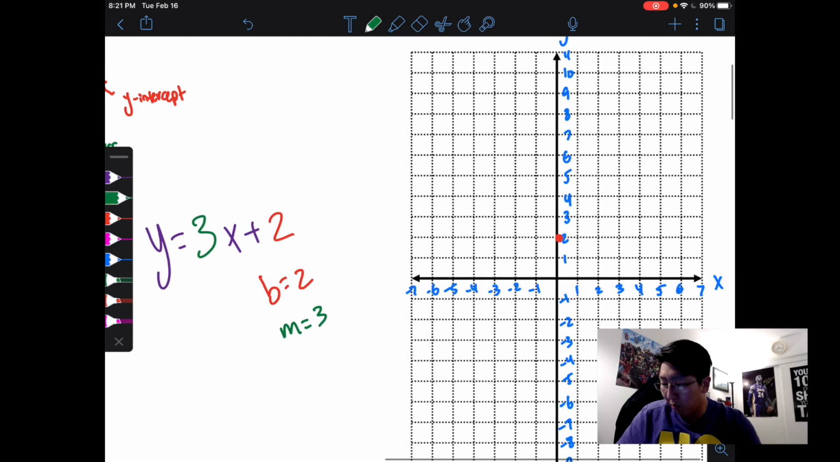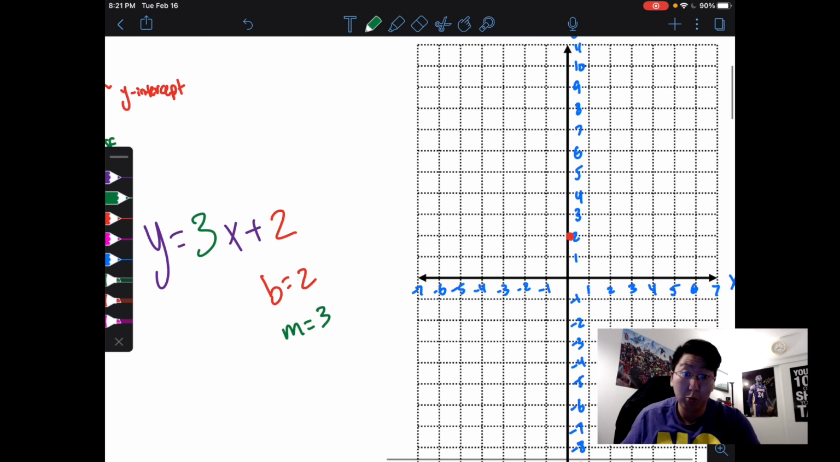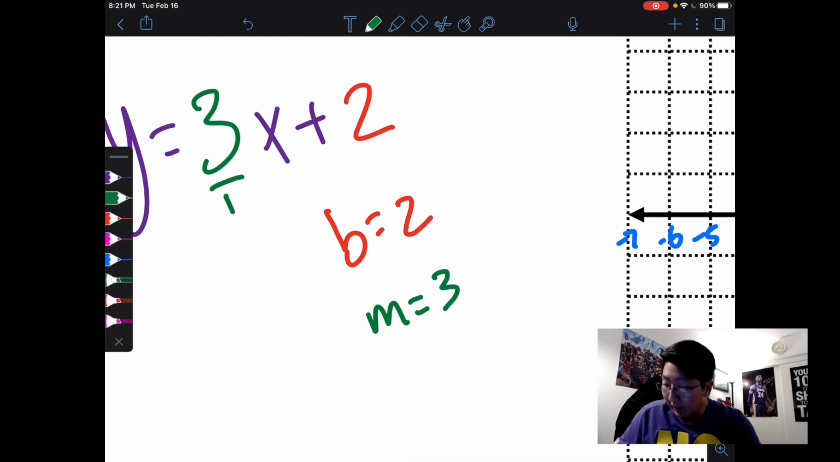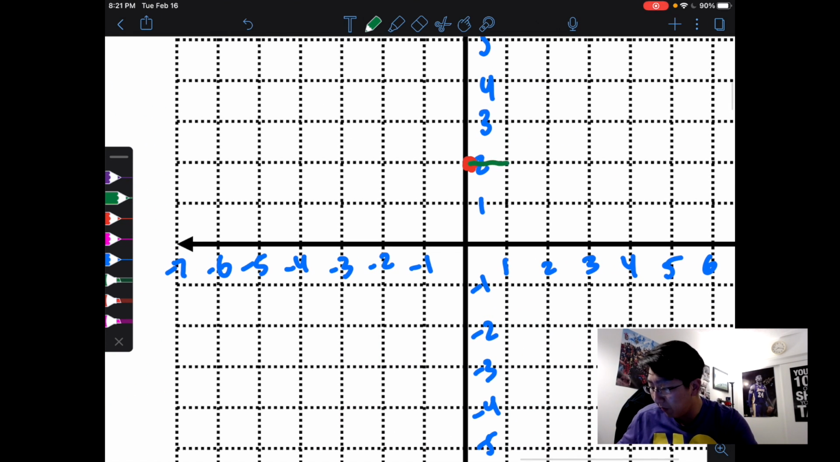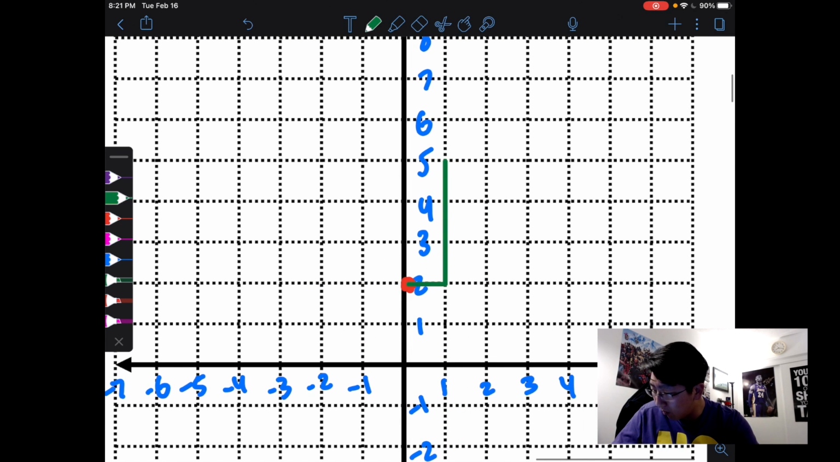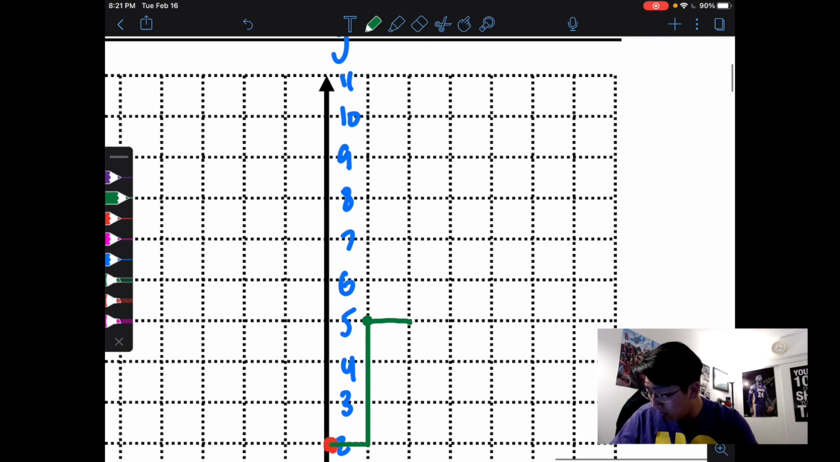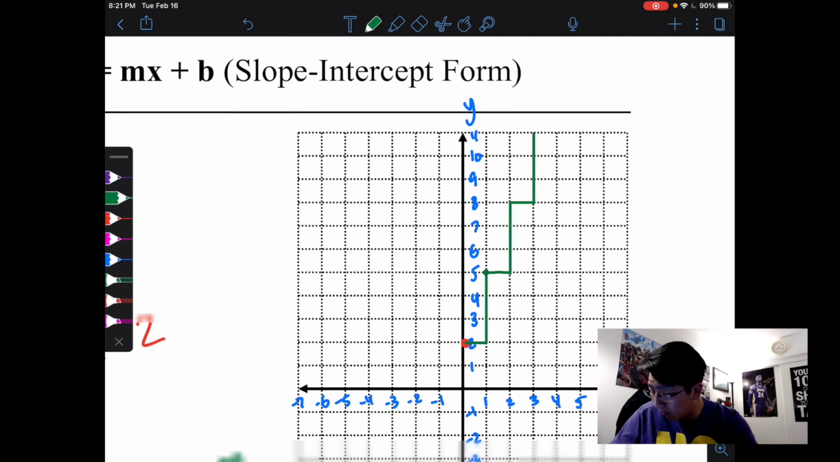I'm going to draw my growth triangle, also known as my slope triangle. Notice that 3 is the same thing as 3 over 1. So my rise is 3, and my run is 1. Check it out. I'm going to run over 1 and go up by 3. Rise 3. So here's my first point. Run over 1, rise 3.